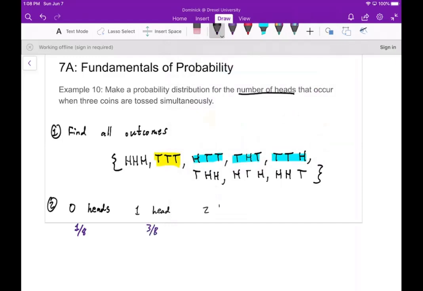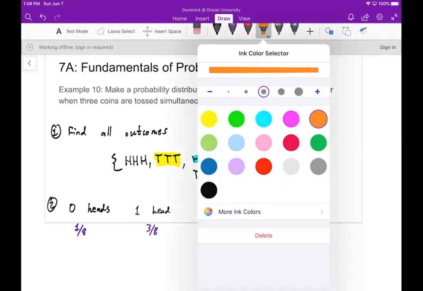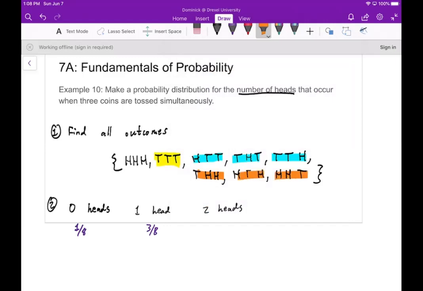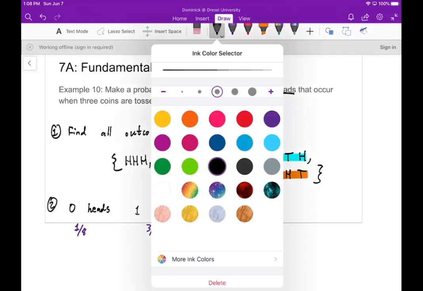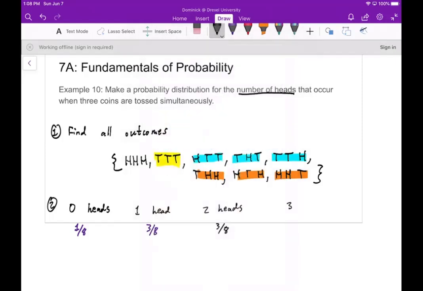We could also have 2 heads, which would be this one, and this one. So that's also 3 out of 8. And then finally, we could have all 3 heads, and that's the last one. That's just 1 out of 8.